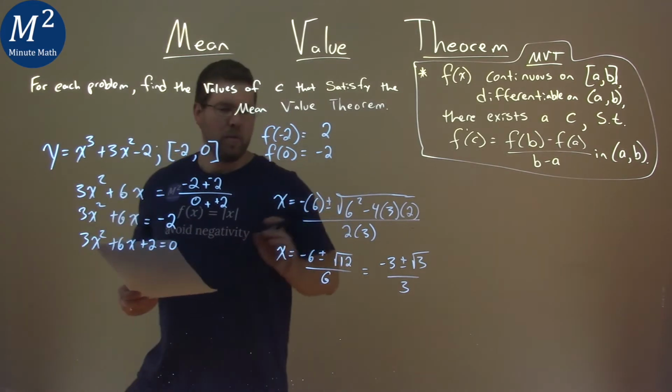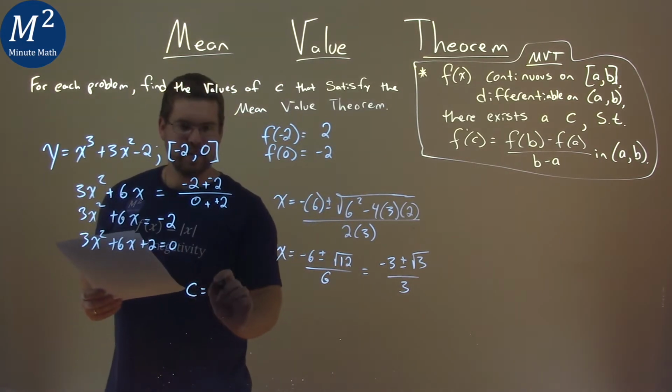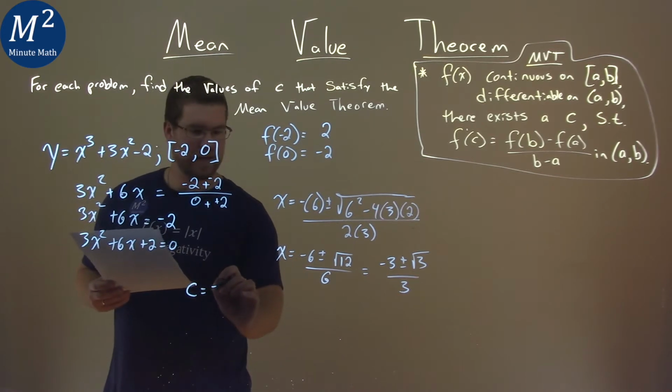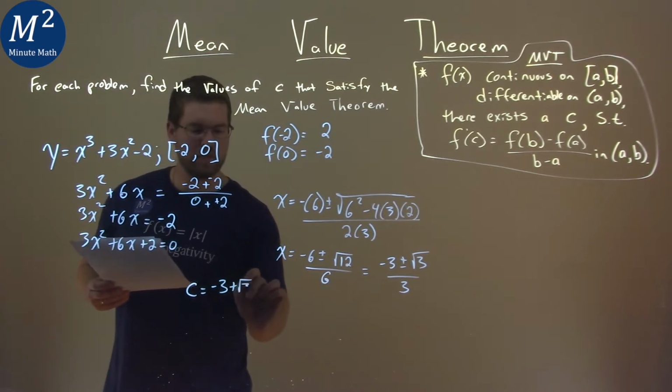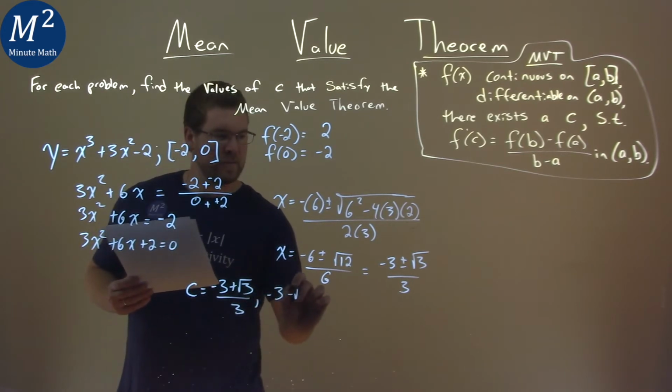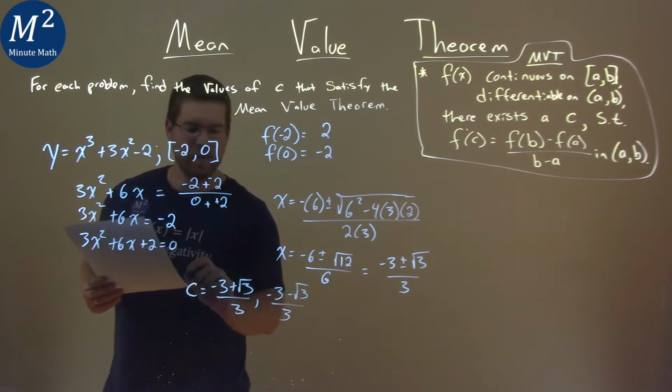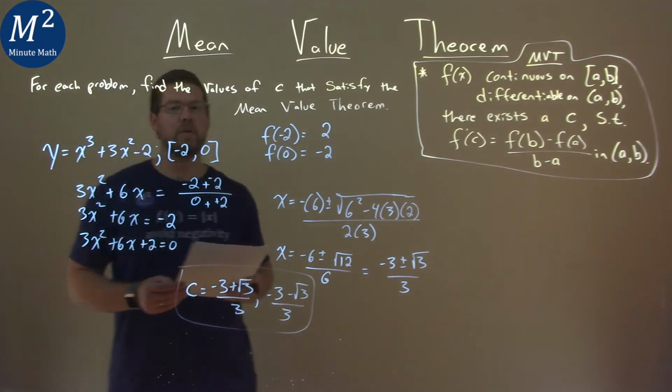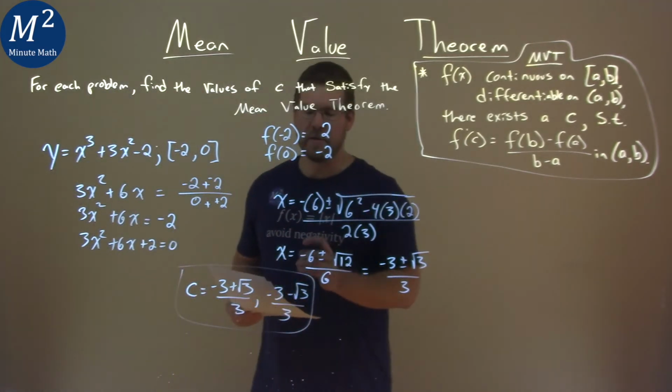And so what we have here, we say our c value is equal to, write it separately here, negative 3 plus the square root of 3 over 3, and negative 3 minus the square root of 3 over 3. And these are the two c values of our function that satisfy the mean value theorem.